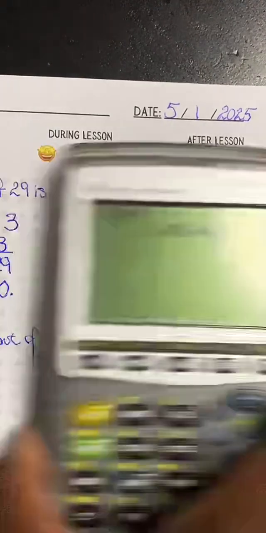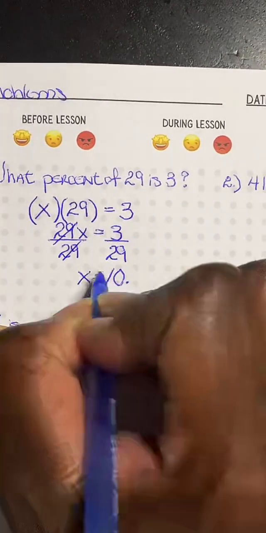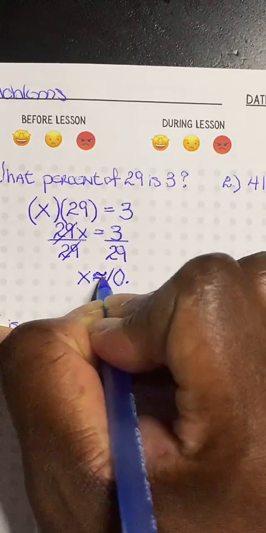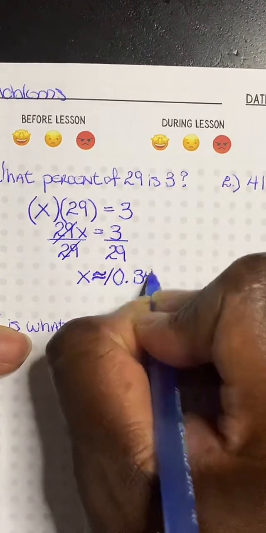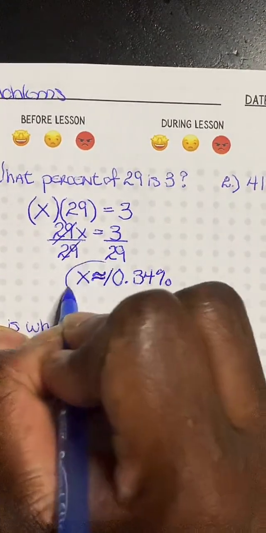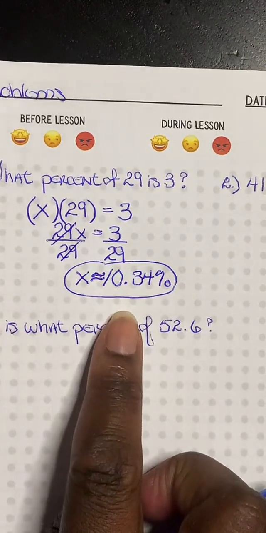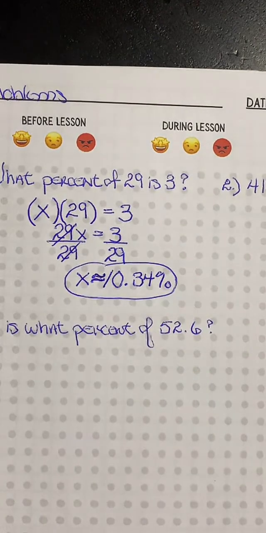10.34%. Okay? And instead of an equal sign, I'm going to do an approximation. I'm going to put my little waves to it because I rounded. So this is going to be the percent. So it says what percent of 29 is 3.